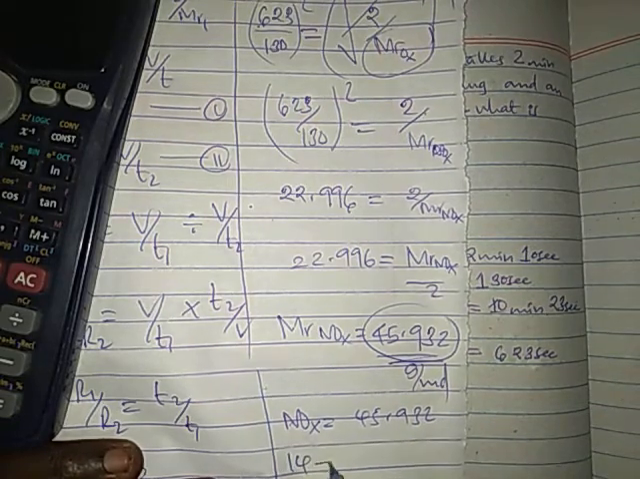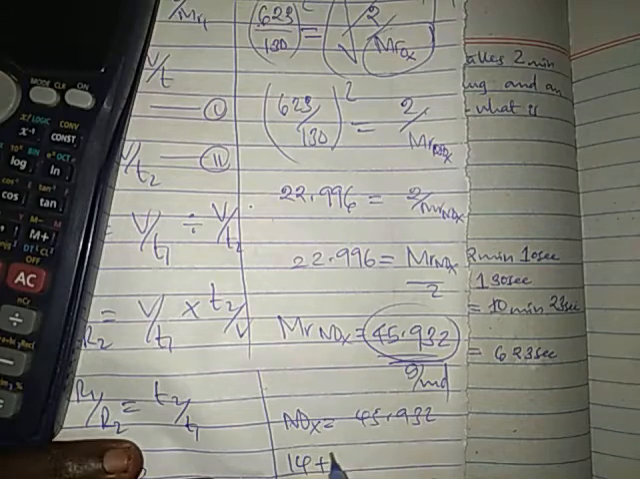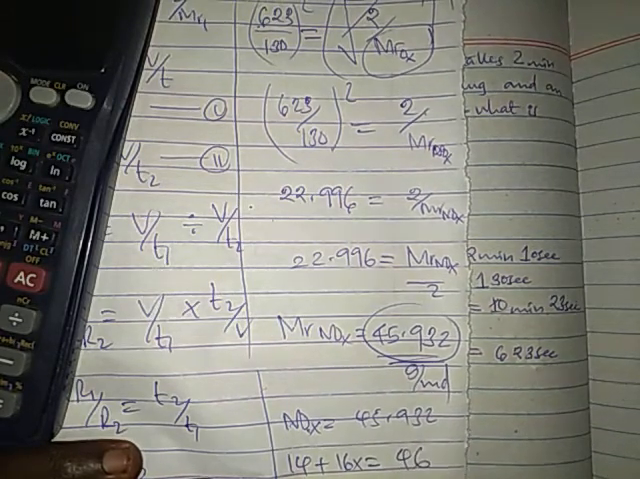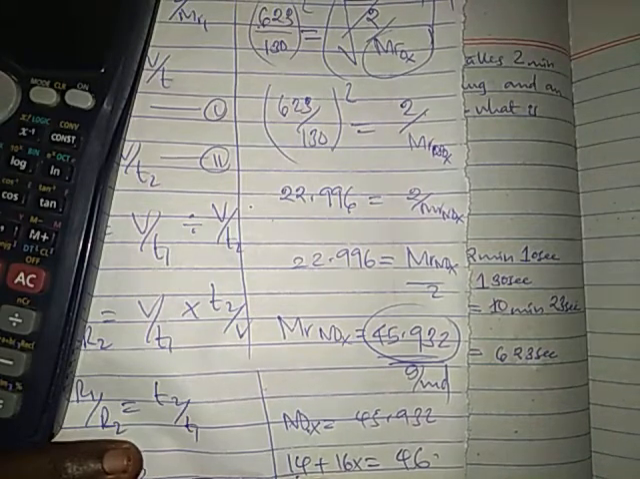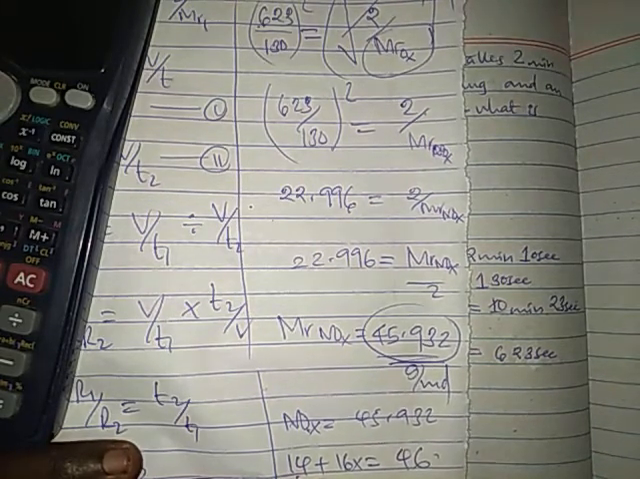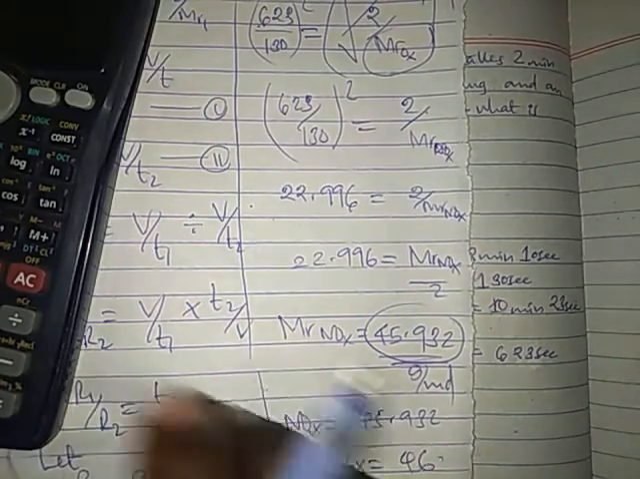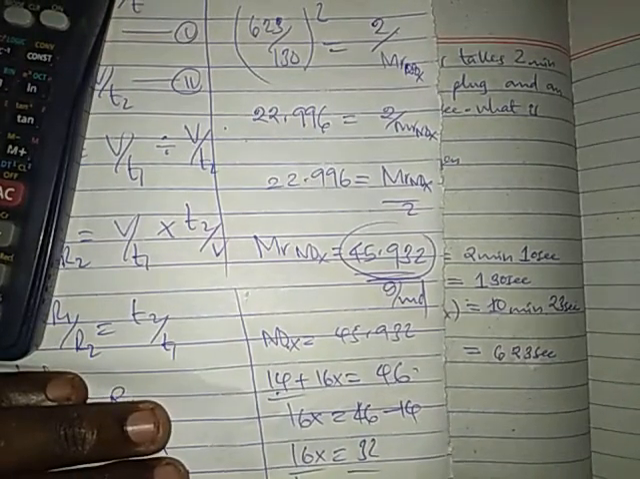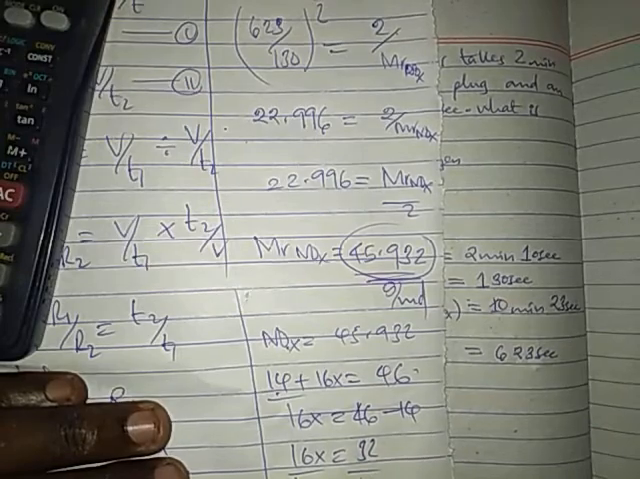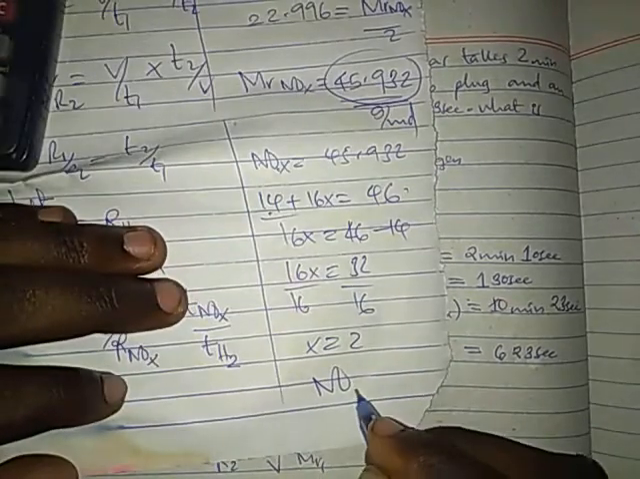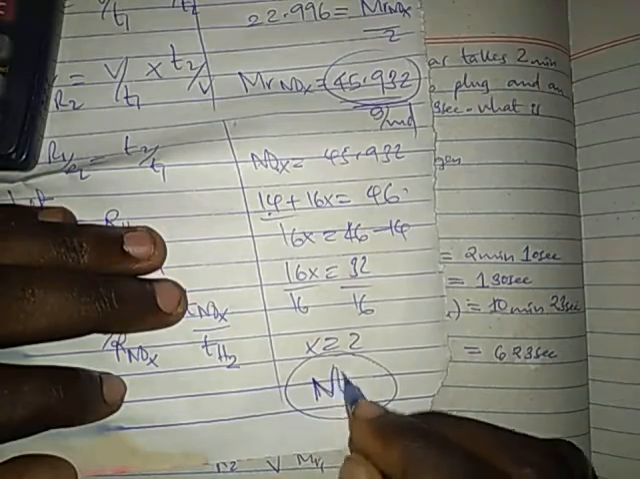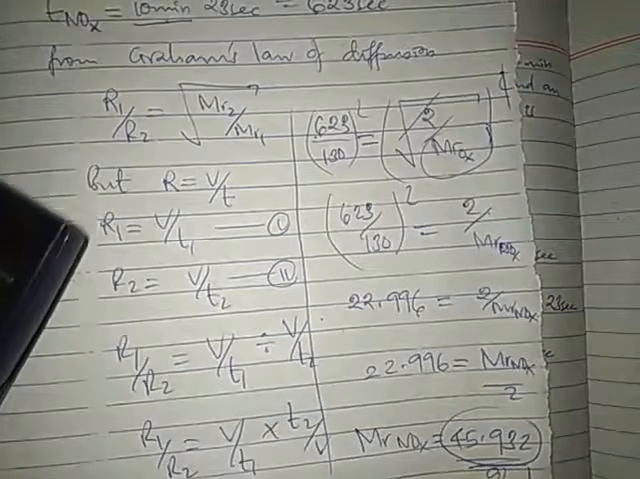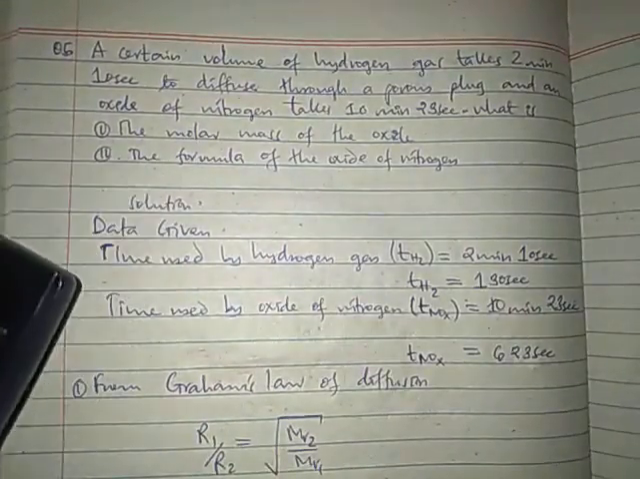So nitrogen oxide X is equal to 45.932. Nitrogen oxide manake ni approximately 46. Nitrogen ni 14 plus 16x ni sawa na hiyo 46. Kwa hiyo tukipeleka kule itakuwa 16x sawa na 46 minus 14. Chukua 46 minus 14 utapata 32. Gawanya 16 gawanya 16, x will be equal to 2. So formula itakuwa ni NO2. That is the formula of nitrogen oxide. Na huo ndio mwisho wa hilo swali la 5.